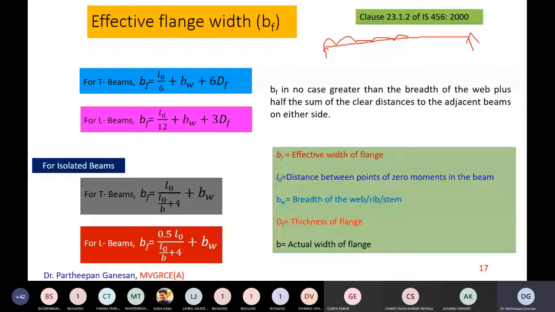Where will be the bending moment 0 for a simply supported beam? For a simply supported beam, bending moment is 0 at where? Anyone? At ends, sir. At the simple support. So at the supports, right? Exactly. So here your moment at A is 0. Moment at B will be equal to 0. The distance between the points of zero moment is called L0.